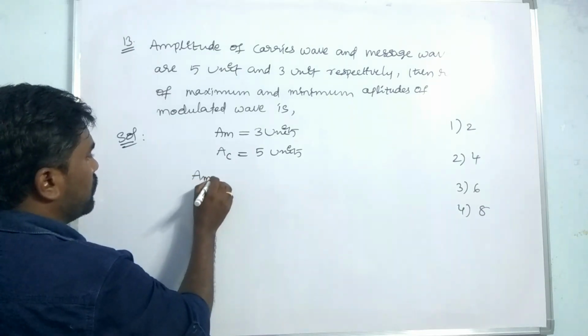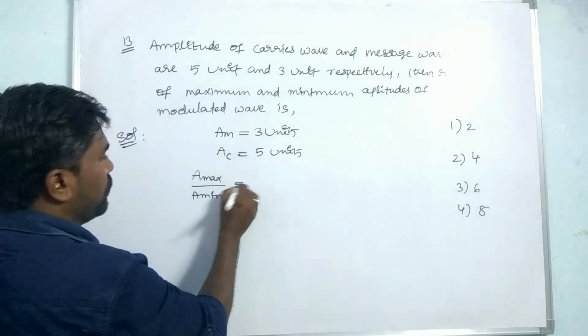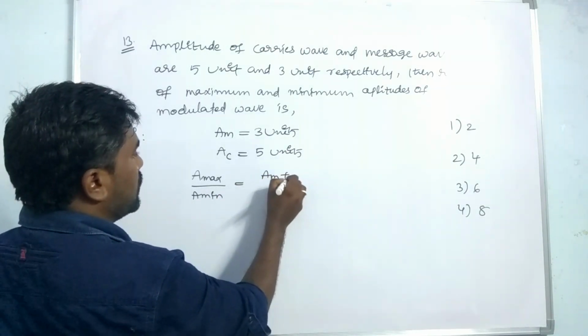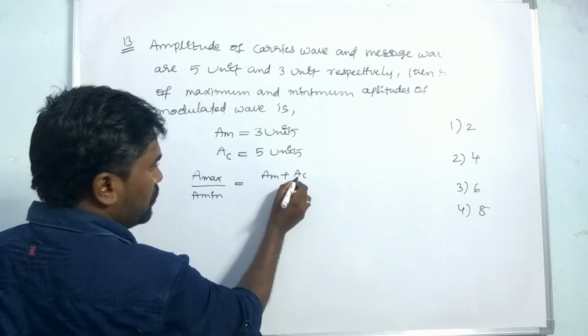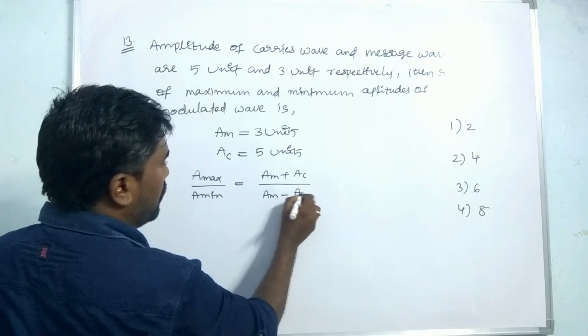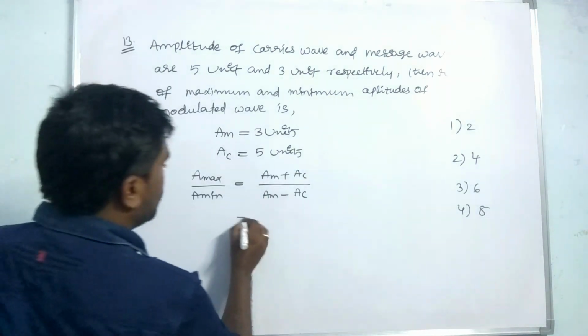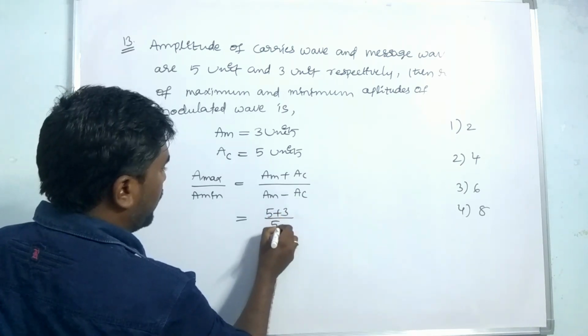Now we have to find the ratio of maximum and minimum amplitudes, A maximum by A minimum. It is equal to AM plus AC, amplitude of message wave plus amplitude of carrier wave, by amplitude of message wave minus amplitude of carrier wave. So we have to substitute the values here: 5 plus 3 by 5 minus 3.